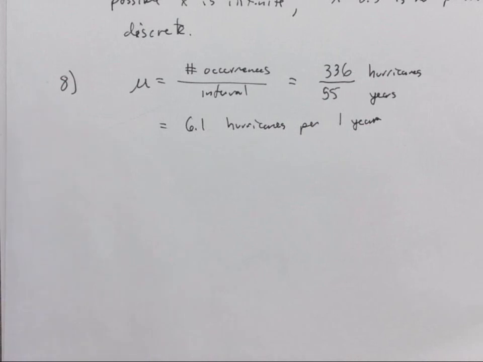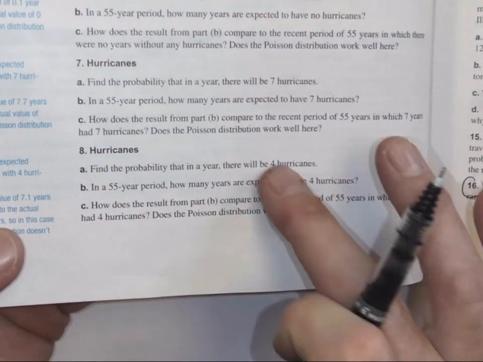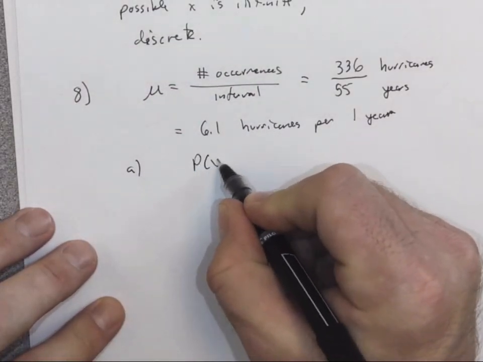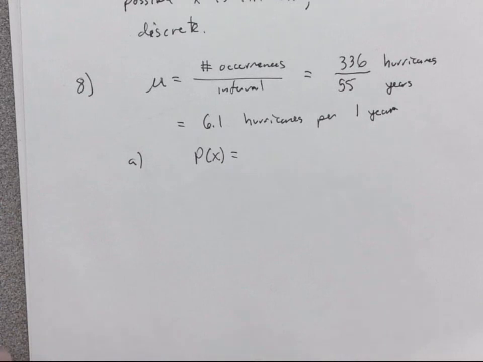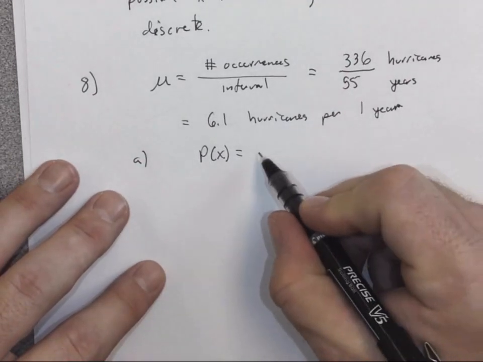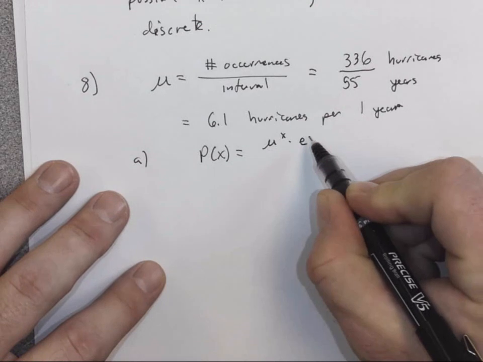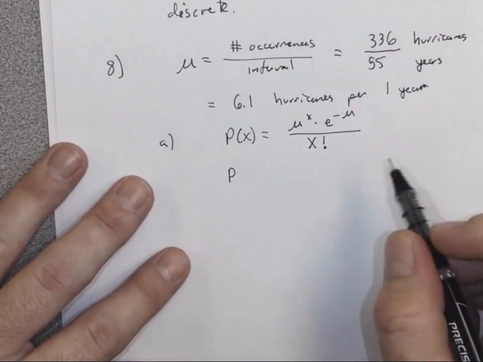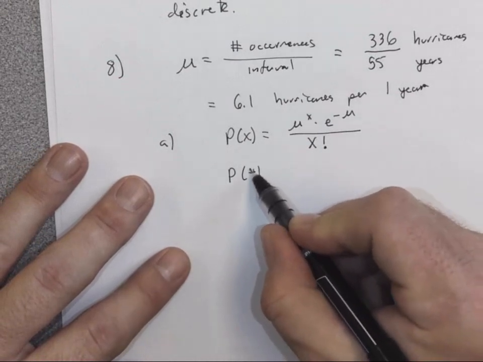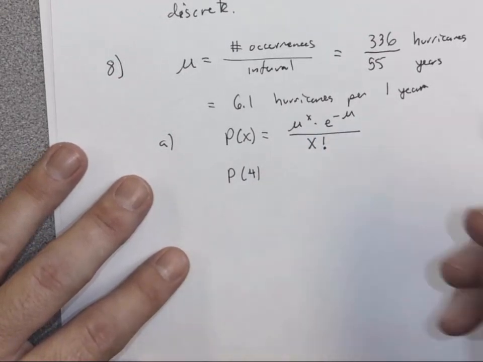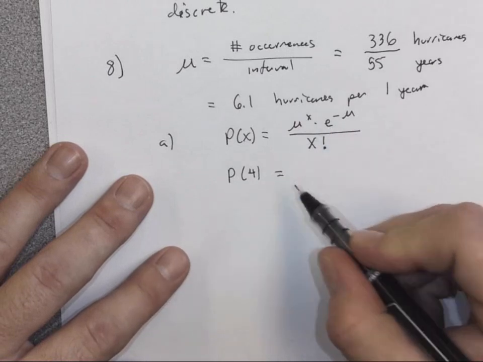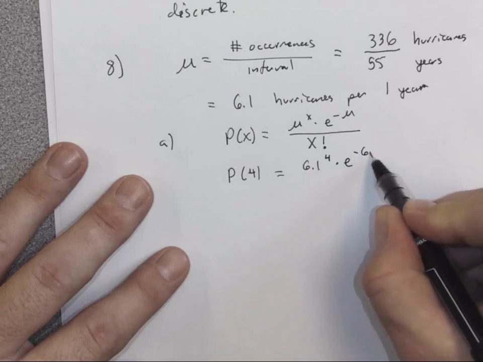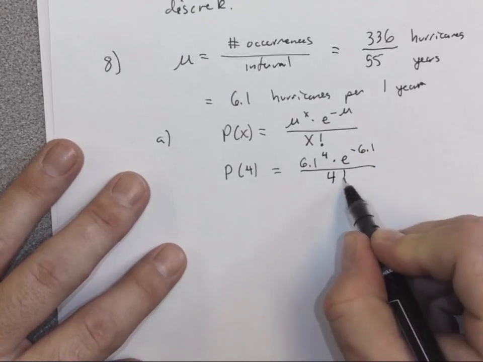All right. So it says find the probability that in that year there are going to be 4 hurricanes. So for A, we know that P of X is equal to mu to the x times e to the minus mu, all over x factorial. If I want P of exactly 4, now we know mu and we know x, so we can plug everything in. Remember, e is a constant, so it's just going to stay the same. So I'm going to have 6.1 raised to the 4 times e to the minus 6.1 all over 4 factorial.